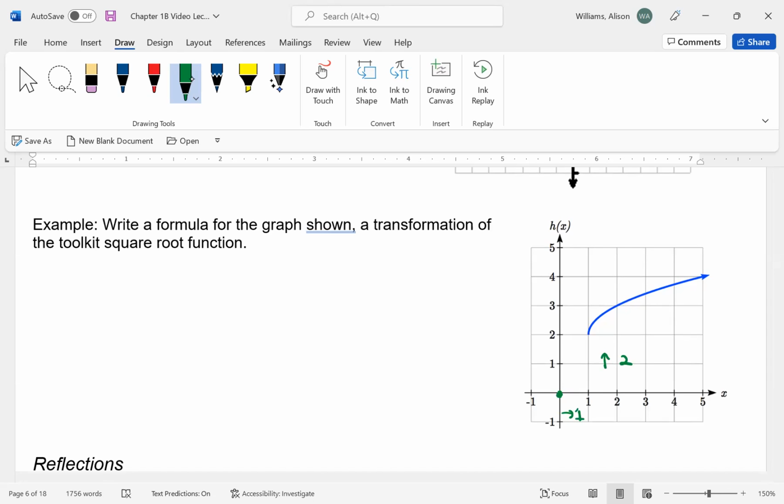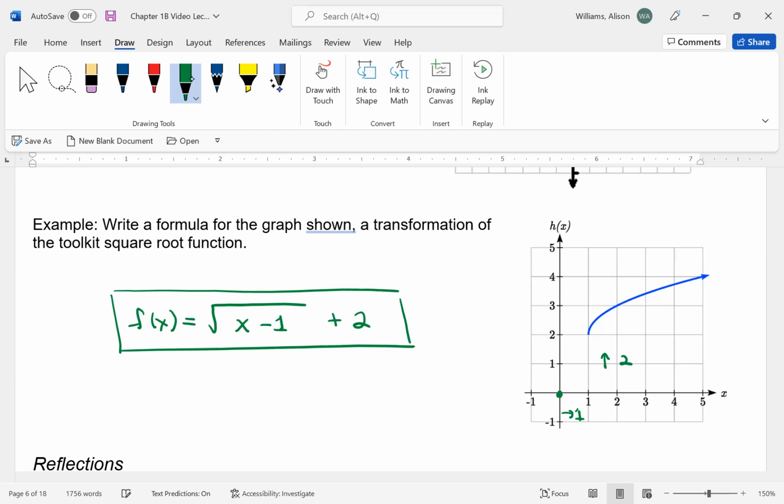Okay, so that means for the square root function, I'll just do an f of x. So square root. If I'm going to do a right 1, that means I'm going to subtract 1 from the x. But then the vertical shift of up 2 is just going to be a +2 outside of the square root. And that would be the equation. That is a right shift and then up 2.